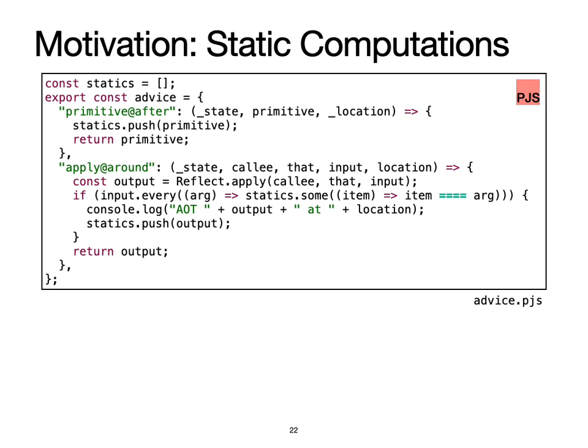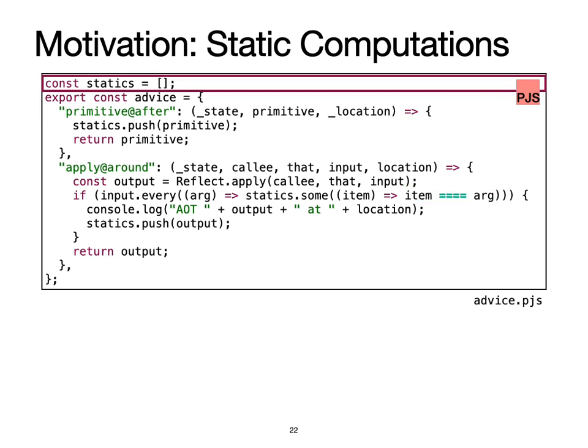This advice.pgs file describes how I would like to specify the analysis. Note that this comparison has 4 equal signs, which is not standard in JavaScript. It is a novel operator that I name provenance equality. I use this special .pgs extension for JavaScript files that can use this operator.